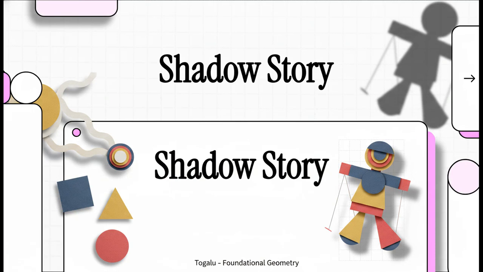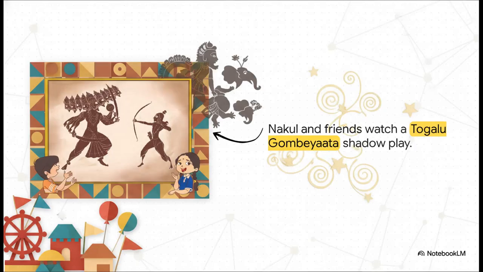So today, we're diving straight into this really cool source chapter called Shadow Story, or Togaloo. It basically takes stuff that looks like just simple childhood play and completely reveals the foundational geometry hiding right beneath the surface. And honestly, the Togaloo Gumbaya Sitarata is the perfect starting point for this. It's this absolutely beautiful shadow puppetry art form from Karnataka that brings these massive, sweeping scenes from Indian epics to life. In the chapter, Nakul and his friends are totally mesmerized watching this at a village fair.